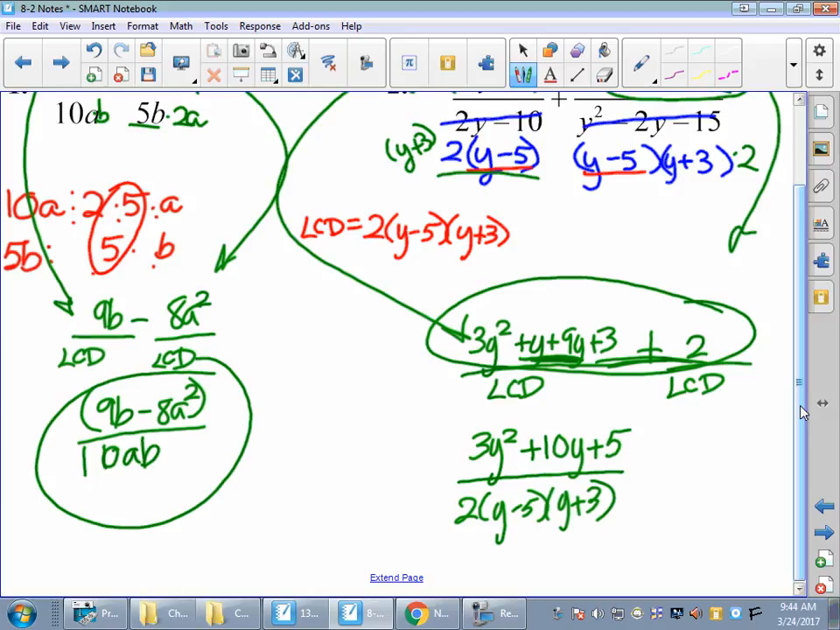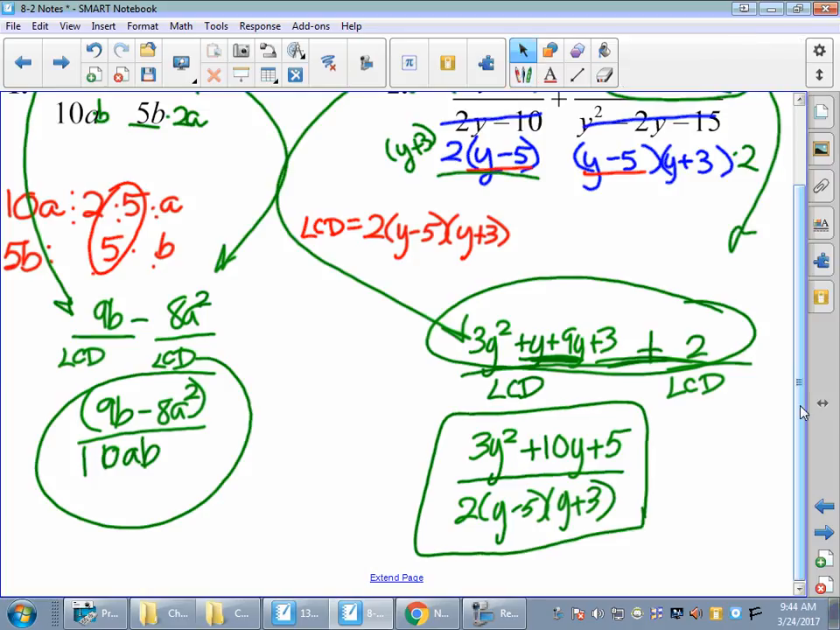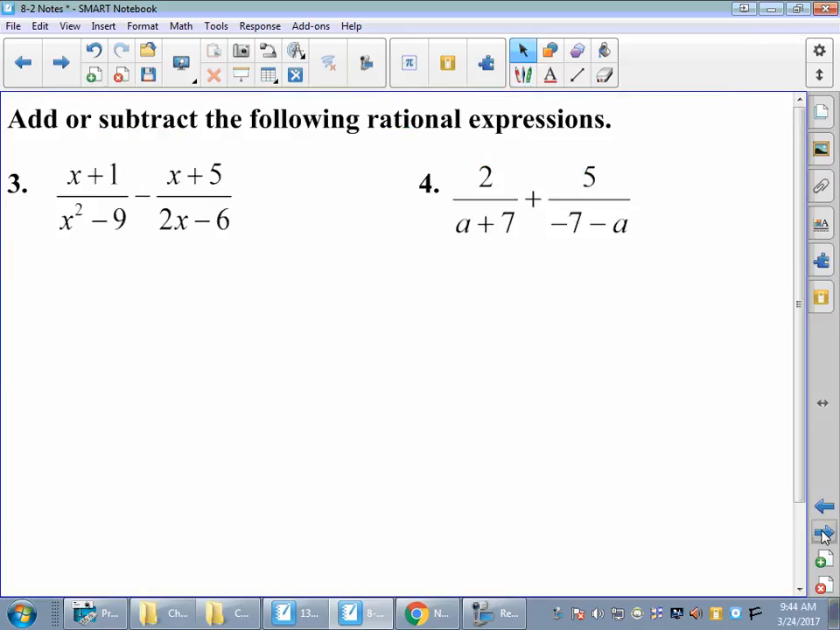Because if it could factor, we could factor something out, we should. And there's your answer. Let's try a couple more. So number 3 here, it factors. This is a difference of perfect squares, x plus 3, x minus 3. The second fraction factors to 2 times the quantity, x minus 3.